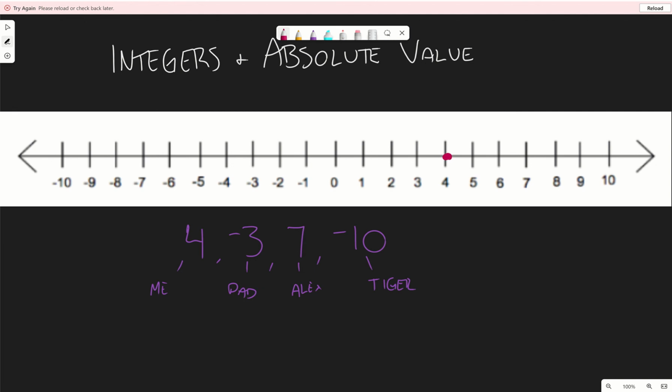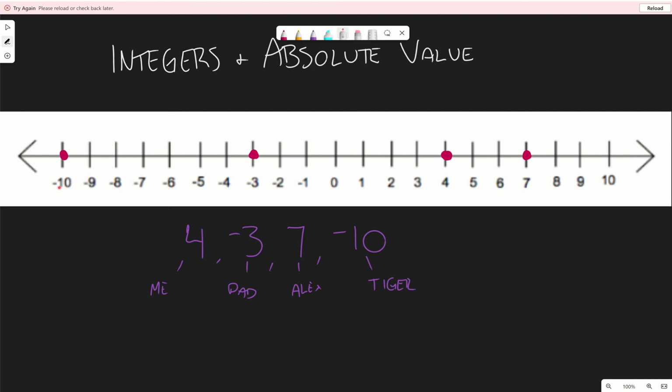We have 4, we have -3, we have 7, and we have -10. And so we can see on our number line, -10 here is our lowest score. It's the smallest one on our number line.